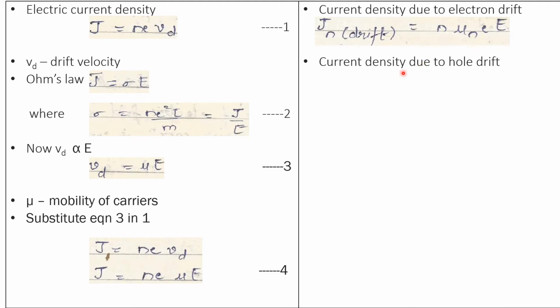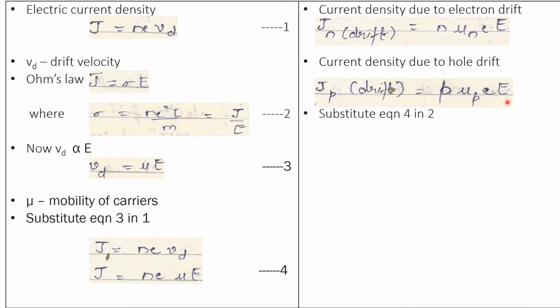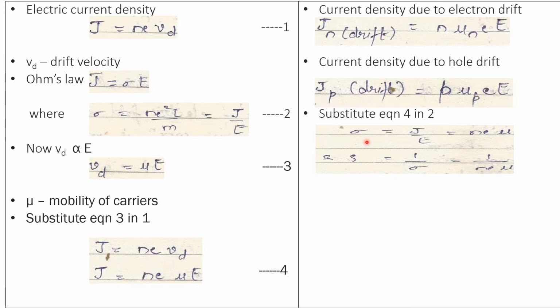And current density due to hole drift can be written as J_p drift = P e μ_p E. Substituting equation 4 in 2, we get σ = J/E = N e μ, and ρ = 1/σ. This is resistivity, that will be equal to 1/(N e μ).